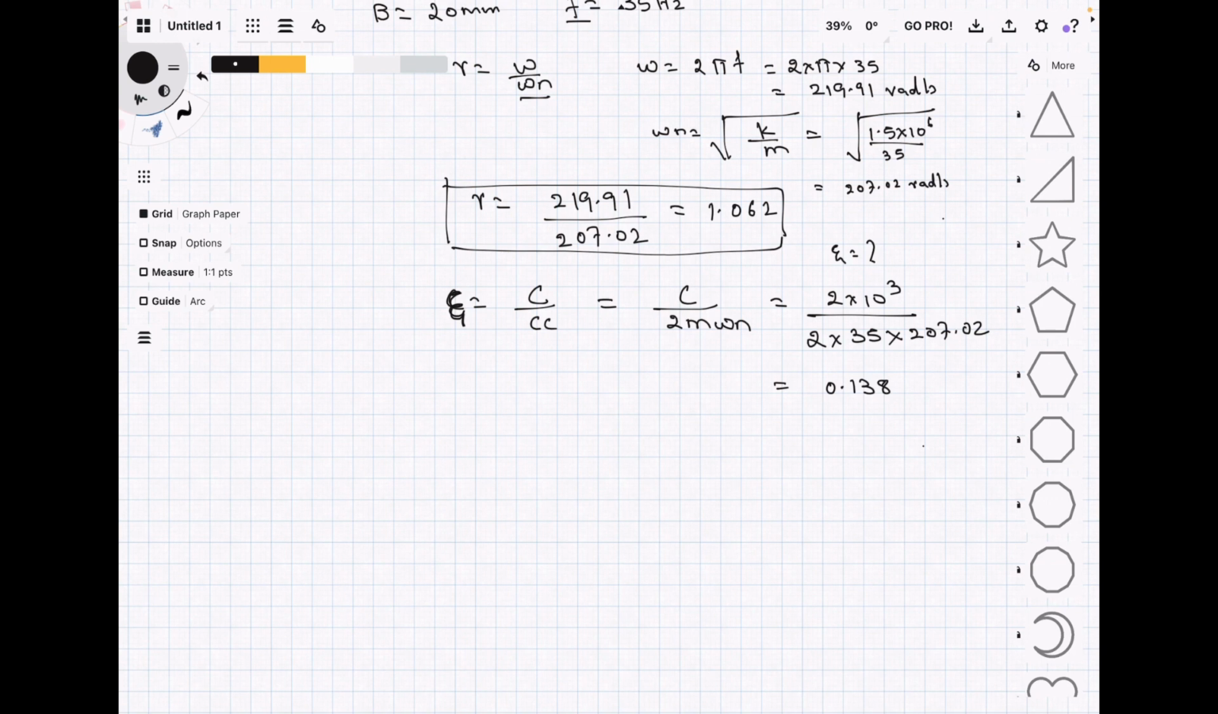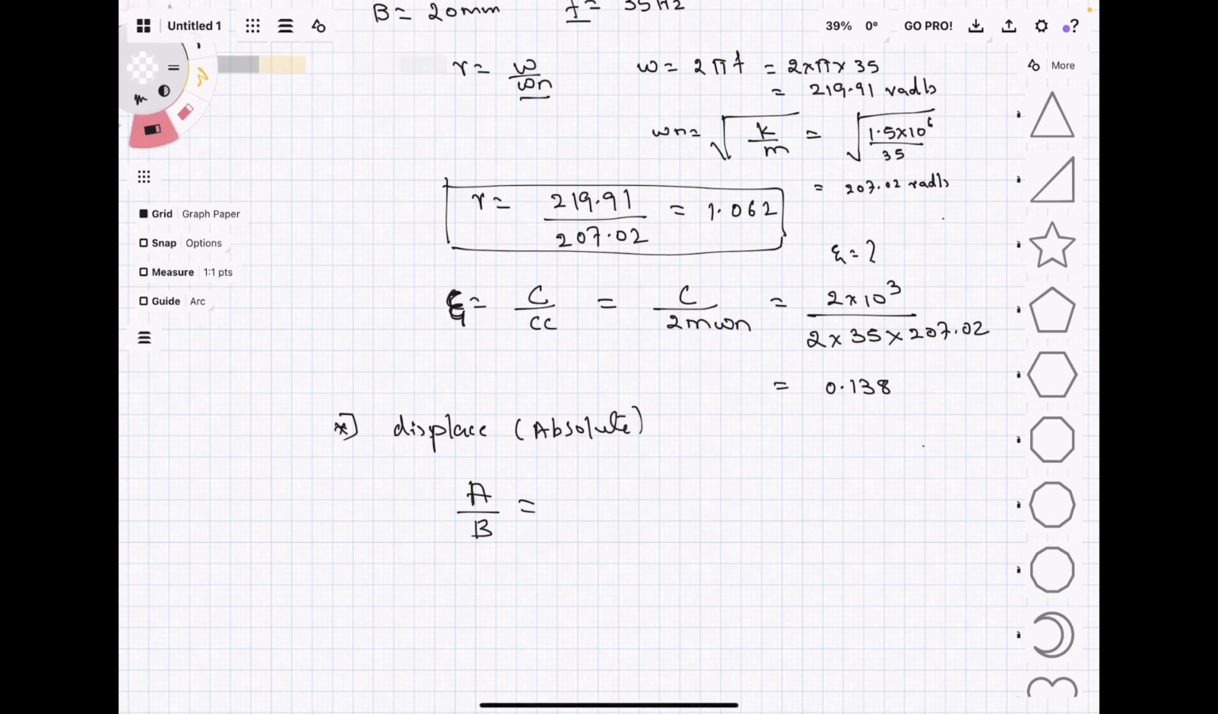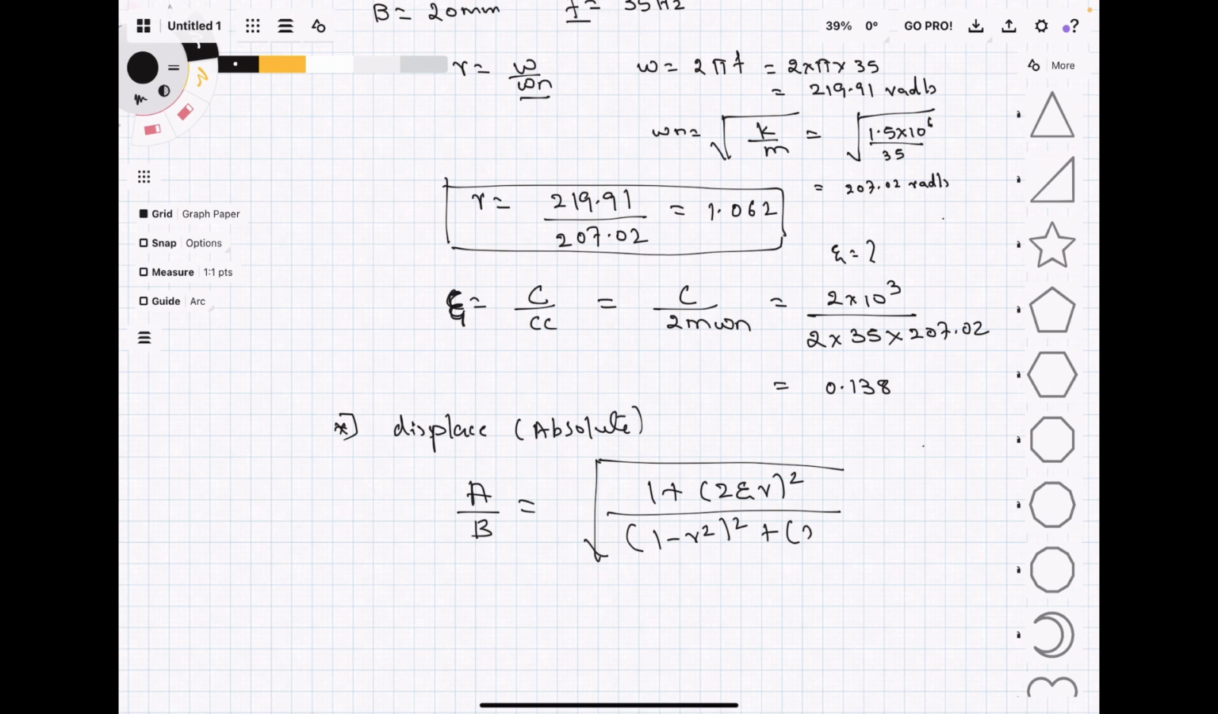First we will be finding out the displacement with respect to absolute motion, which is A by B, equal to the square root of (1 plus (2 zeta r) the whole square) divided by ((1 minus r square) the whole square plus (2 zeta r) the whole square). So here we need to find out the value of A.